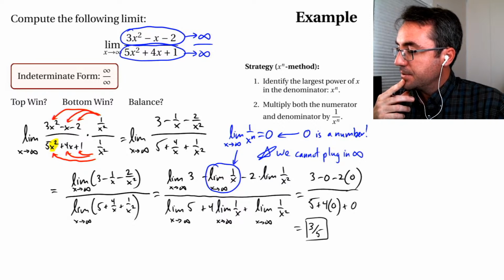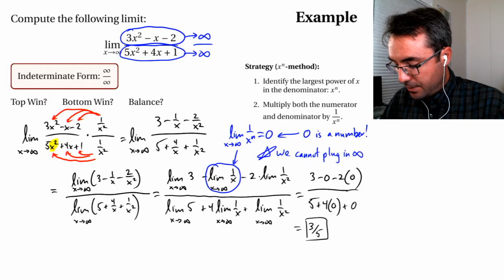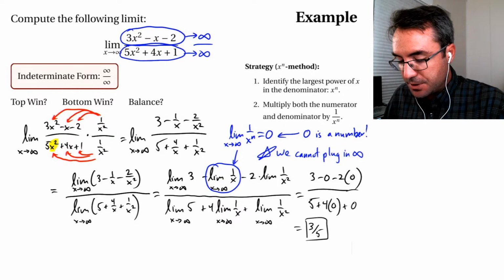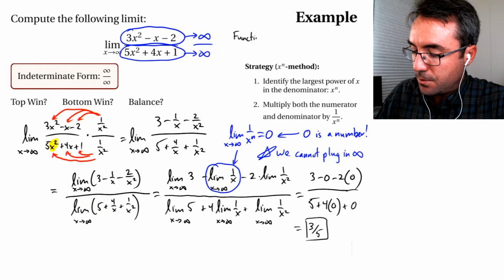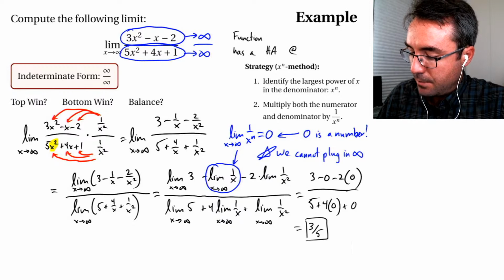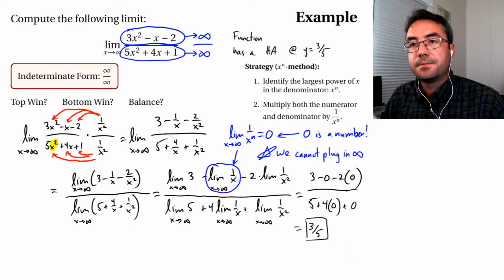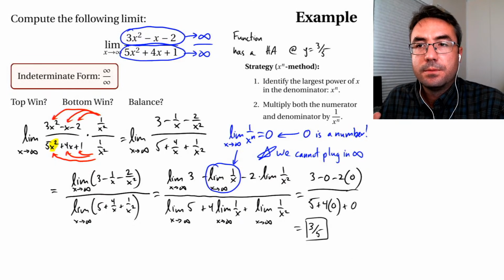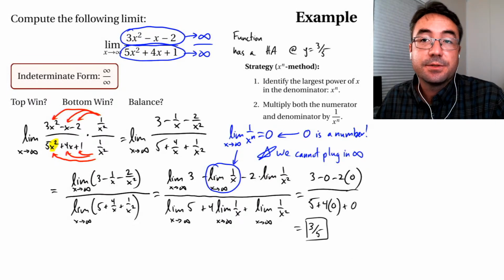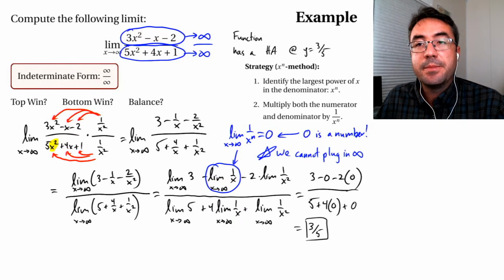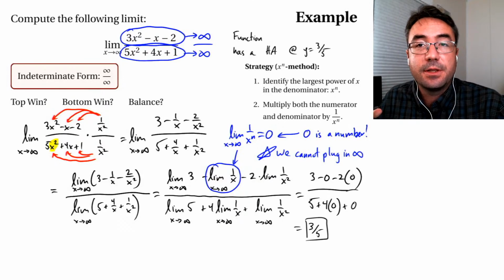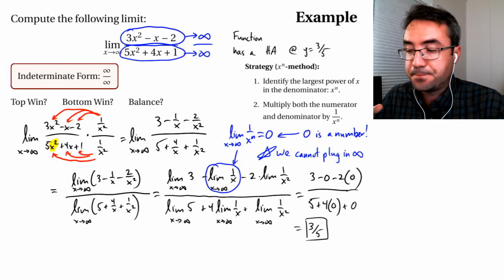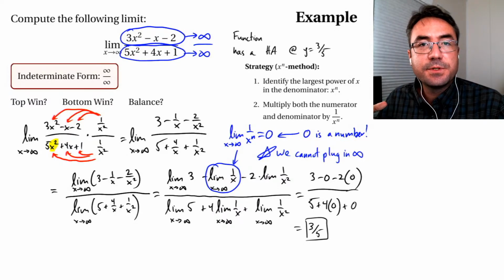So we calculated our limit at infinity. What did we get? We got 3 over 5. What that actually shows us is that this function has a horizontal asymptote at y equals 3 over 5. That's nice, just a little side note there. And then if we were trying to find all the horizontal asymptotes, we'd have to go in the other direction and calculate the limit as x approaches minus infinity. All right, so we'll see a few more examples of these next time.